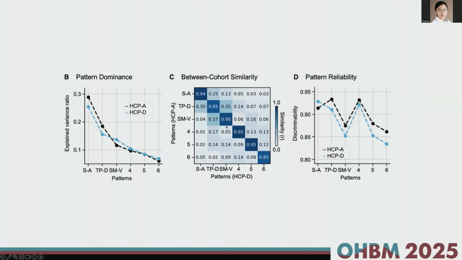The patterns show high similarity between these two cohorts, and importantly, they also exhibit great test-retest reliability across sessions within individuals for both groups. So this suggests that the dynamic patterns captured by complex PCA are reproducible both across development and at the individual level.